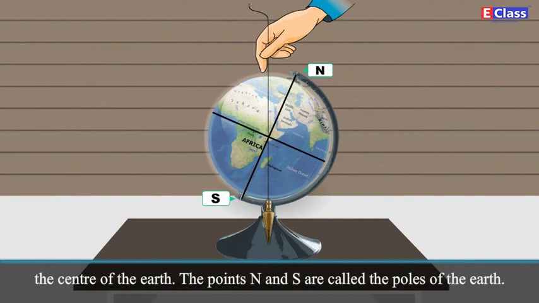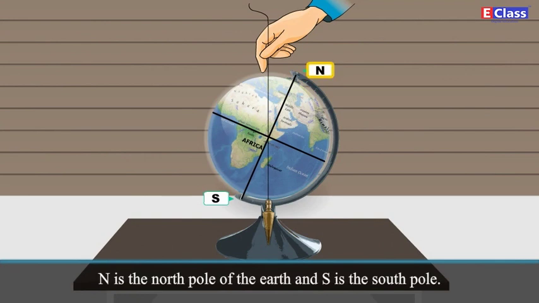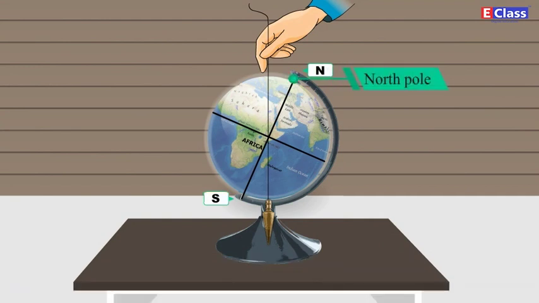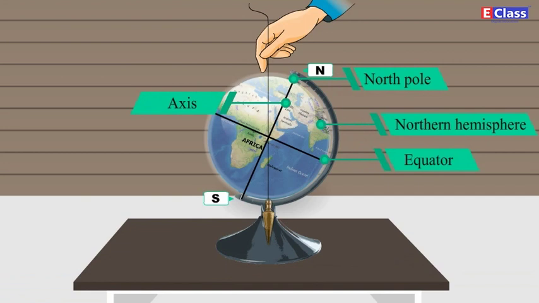The points N and S are called the poles of the Earth. N is the North Pole of the Earth and S is the South Pole. North Pole, axis, Northern Hemisphere, equator, Southern Hemisphere, South Pole.